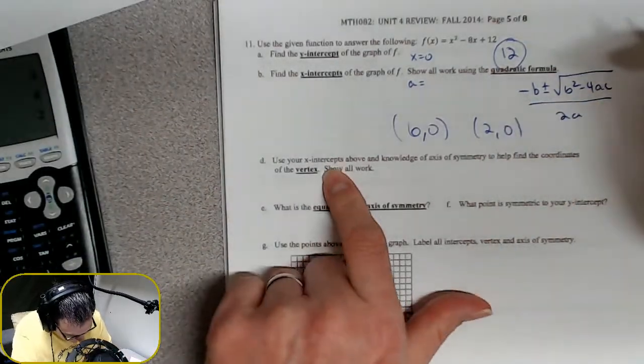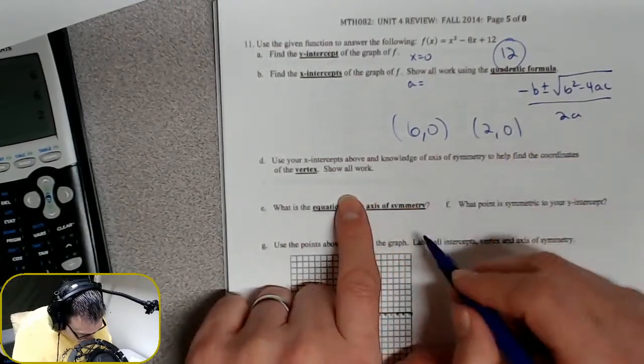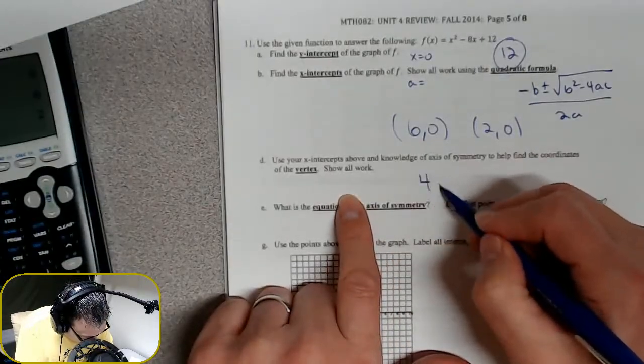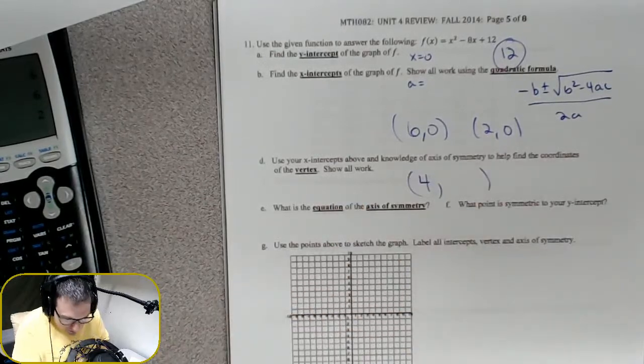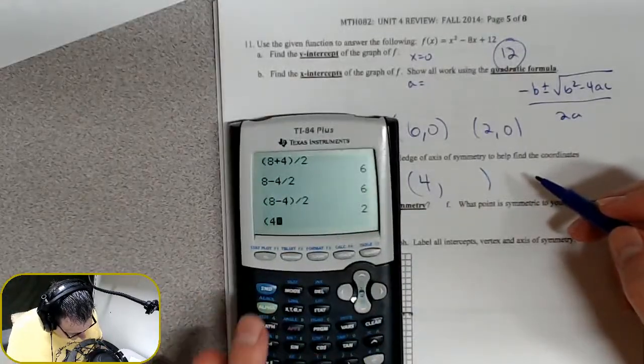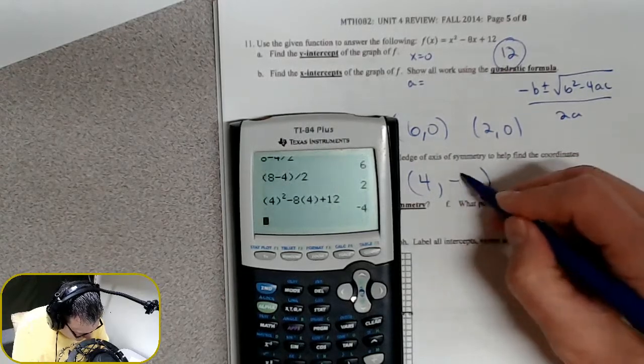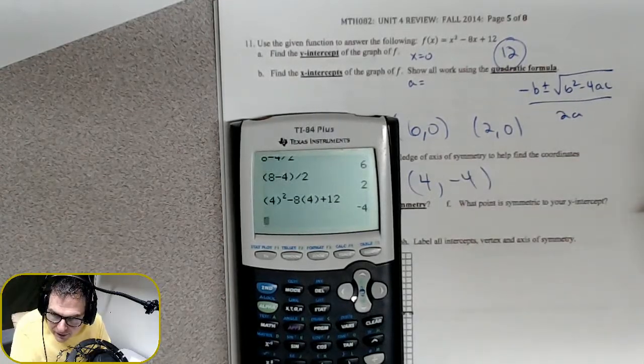And therefore, what's in the middle? What's halfway between 6 and 2? 4. So the vertex has to be at 4. Halfway between. And let's plug it in. Use my calculator. Parentheses 4 squared minus 6 parentheses 4 plus 12 and negative 4. There's our vertex. Just plugging it in.